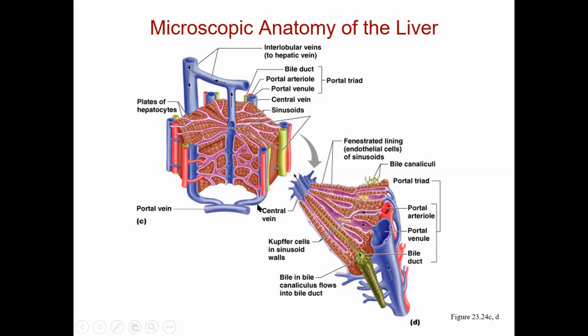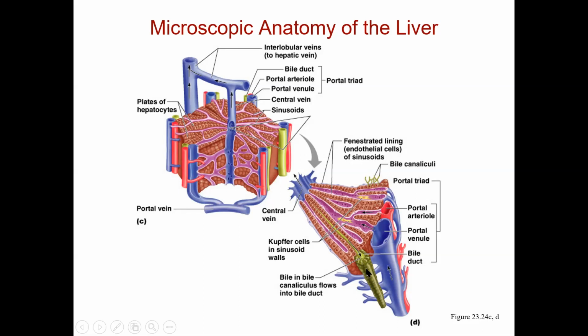Okay, so remember at each corner it's called a portal triad. So I gave you two already. One is the portal venule, one is the portal arteriole. The third one is right here. Where is that? Do we have it labeled here? Bile duct. See this? Bile duct.